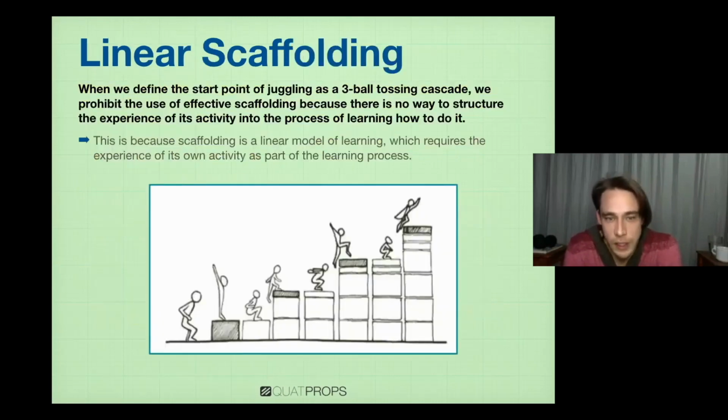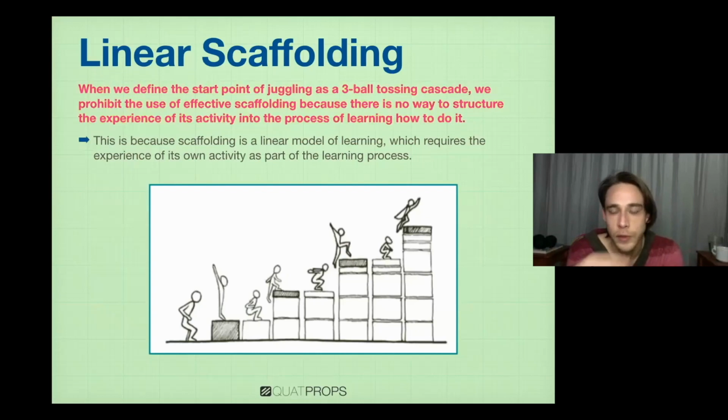So to start with, this is the classical idea of scaffolding, and this is like education 101, right? But just to point it out and to make the comparisons to how we applied this idea to our classical understanding of teaching juggling. So we define the start point of juggling as the 3-ball tossing cascade. If the 3-ball cascade is our start point, and we apply this effective means of education, linear scaffolding, in this context, there is no way to structure the experience of its activity into the process of learning how to do it. So in the case of jumping, the person's always jumping. They're always experiencing jumping. They're always getting feedback about jumping.